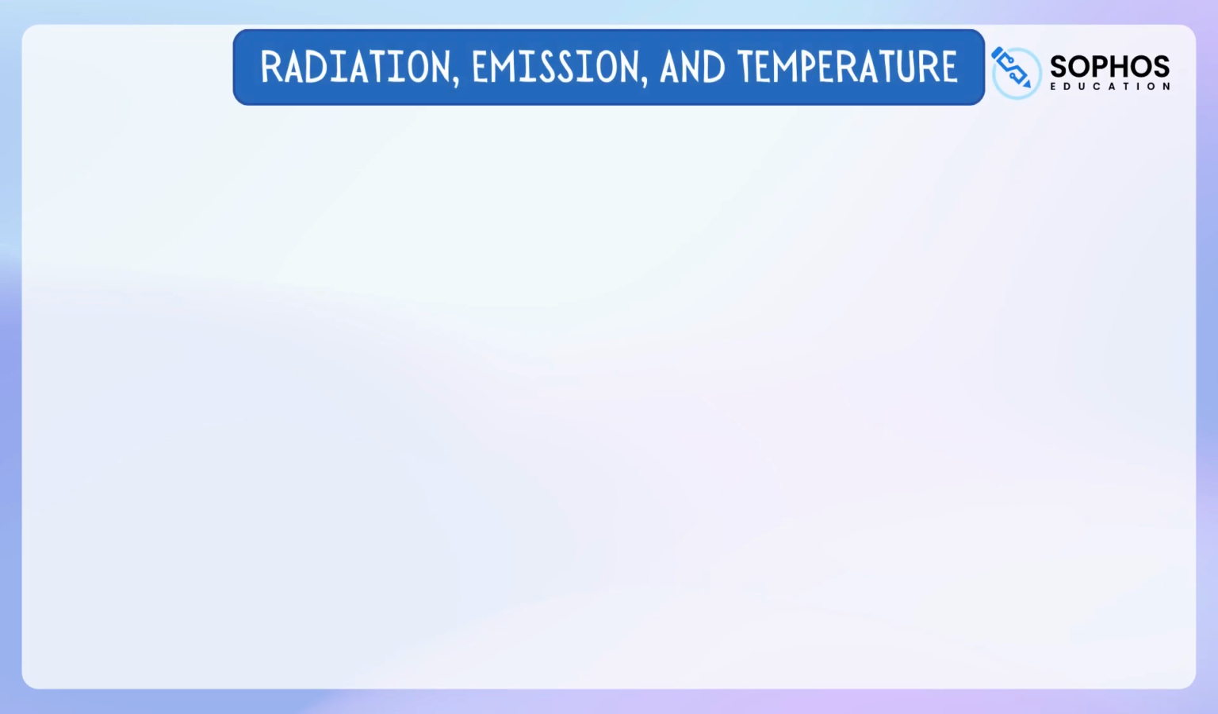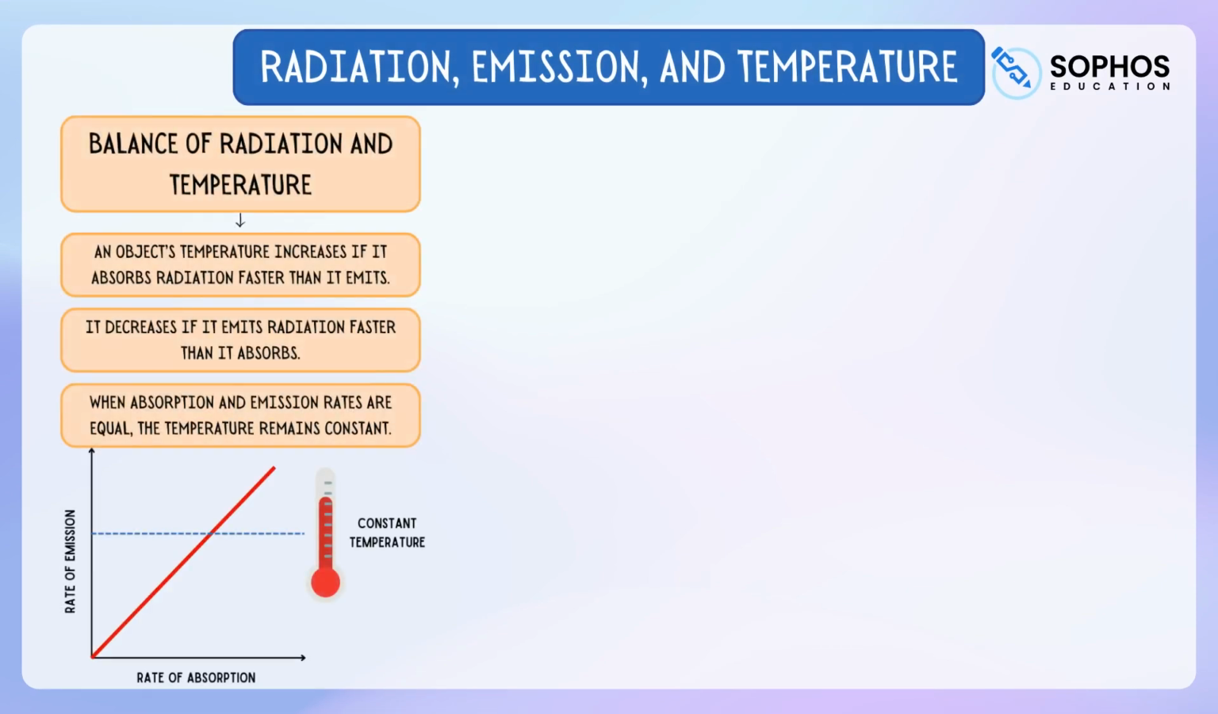In today's lesson, we examined the balance between radiation absorption and emission and its impact on temperature. We learned that an object's temperature increases if it absorbs radiation faster than it emits, and decreases if it emits radiation faster than it absorbs. When the rates of absorption and emission are equal, the temperature remains constant.